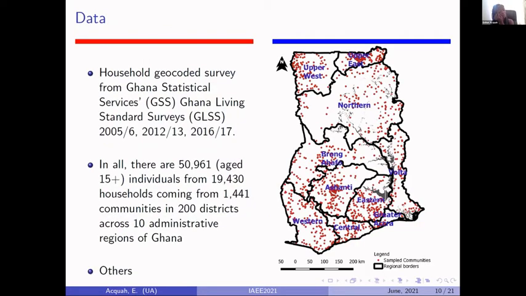So let's look at the data. The data here will be household geocoded survey from Ghana Statistical Services for three waves, that is 2005-06, 2012-13, and 2016-17. In all, I have 50,000 plus individuals who are of age 15 years plus, which is the workable age in Ghana. And these come from about 19,000 households from about 1,004 communities in 200 districts across 10 administrative regions. I will discuss the others as we go.